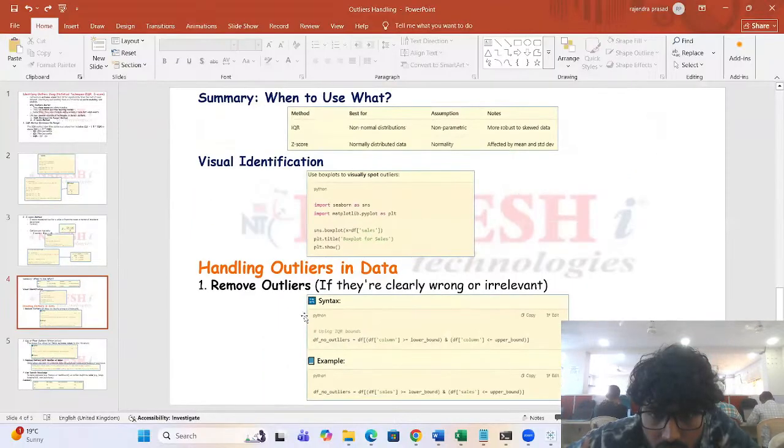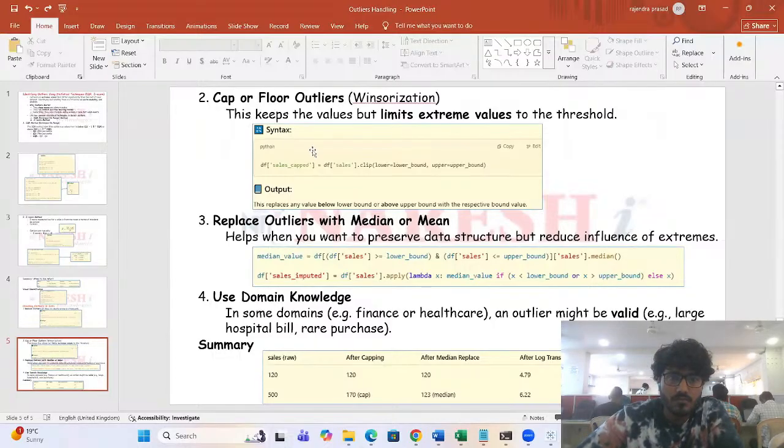Or else the other condition that you have is capping or flooring, which I mentioned yesterday. To do this in the data frame, you have a function called clip.